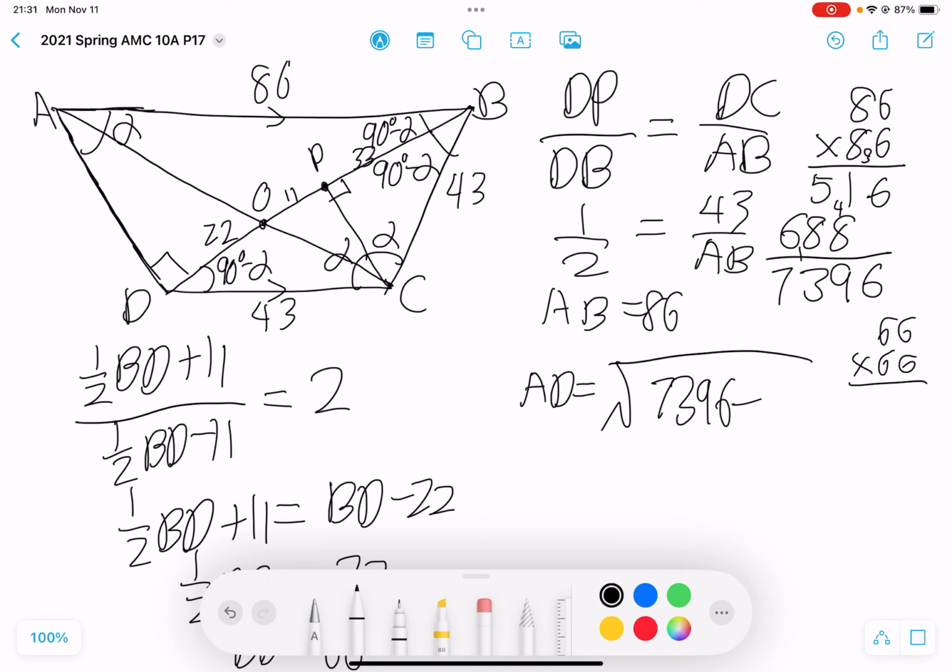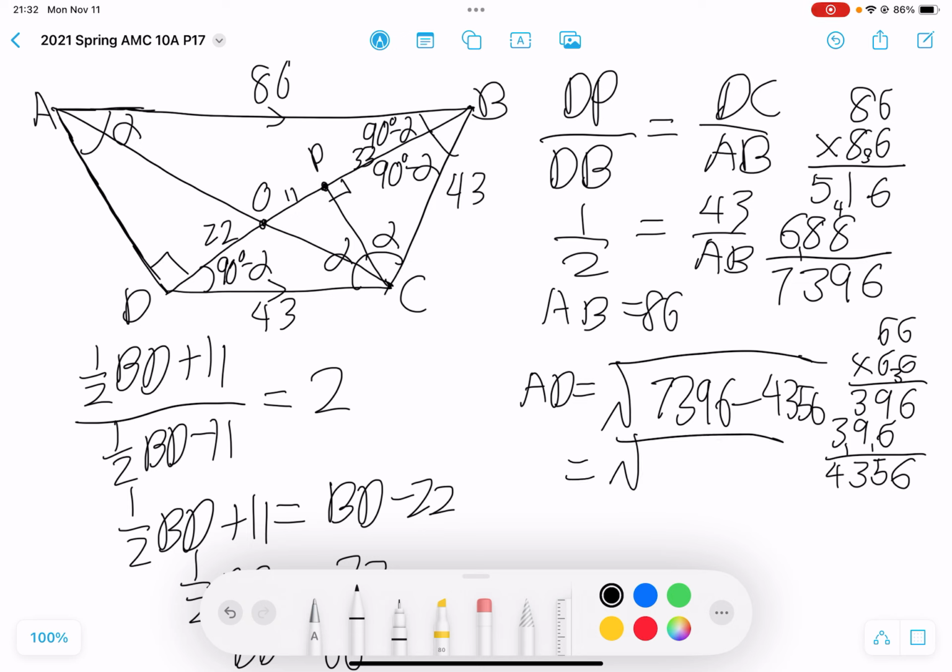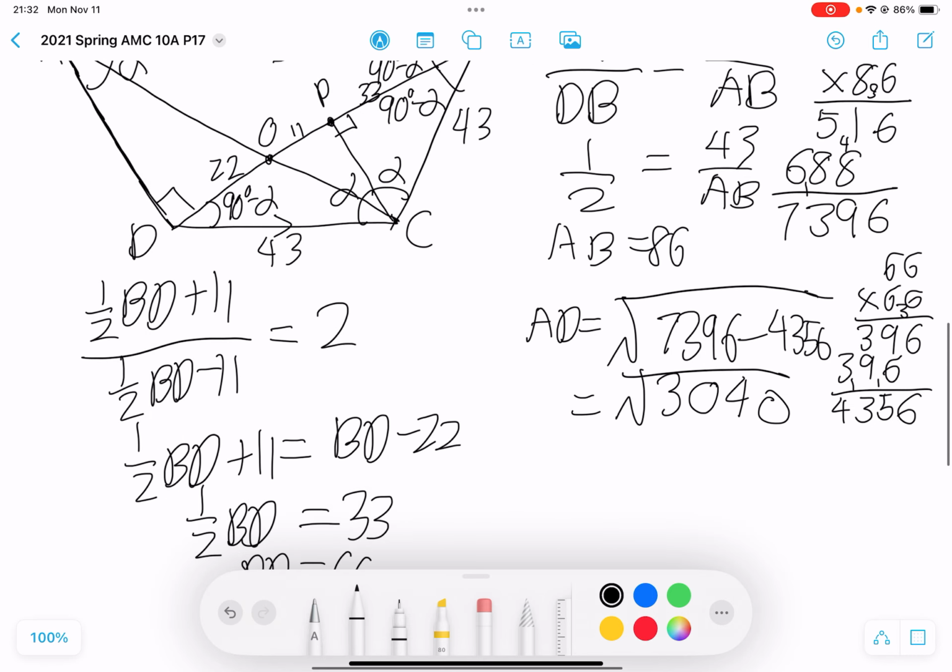66 squared. 6 times 6 is 36. 6 times 6 is 36 plus 3, 39. And the other thing is the same as 396. So 6, 15. And then 3 plus 9 is 12 plus 1 is 13. 3 plus 1 is 4. So we have 4, 3, 5, 6. So this is root 6 minus 6 is 0. 9 minus 5 is 4. 3 minus 3 is 0. 7 minus 4 is 3. So we have root 3040.